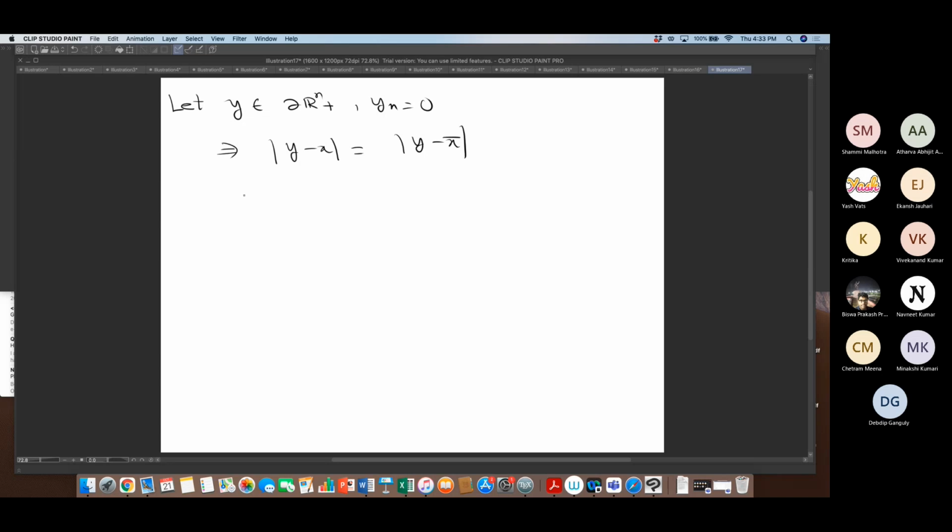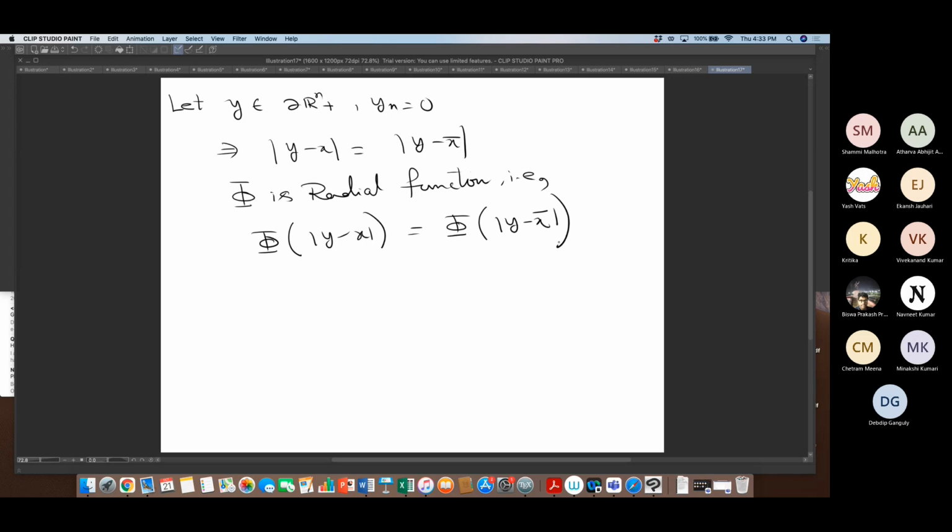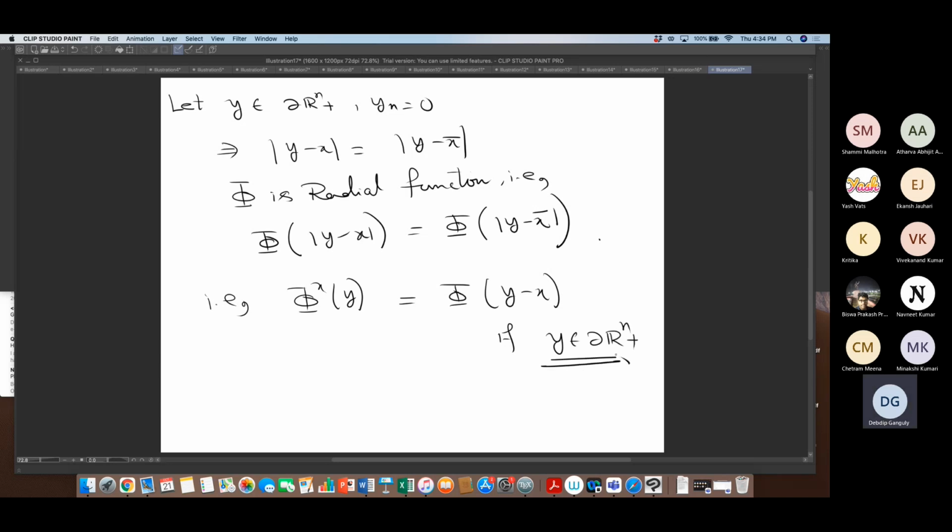Is that clear? This is always the same, just using the reflection property. And we know that capital phi is a radial function. That means if the distances are the same, the value will be the same. Clear? And that is, we obtain phi x bar of y is equal to phi of y minus x if y is in Rn plus. Is that clear? All of you? Yes. Okay.